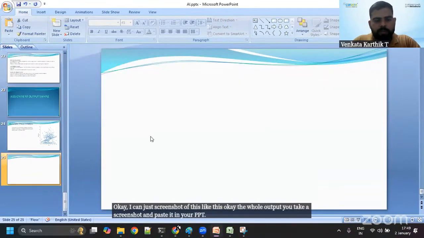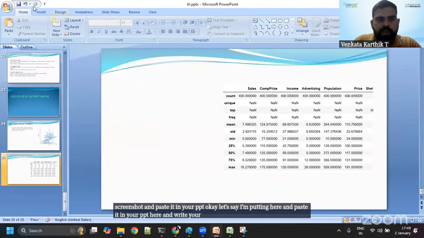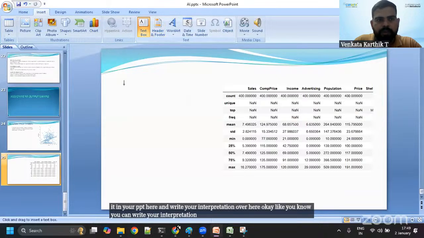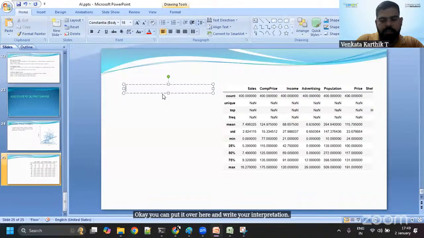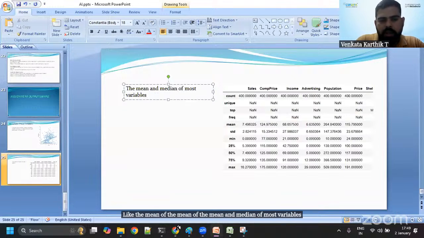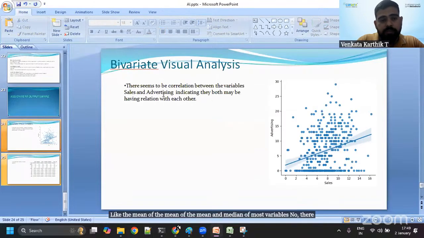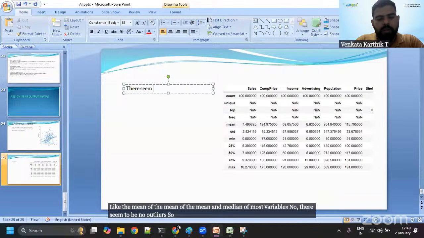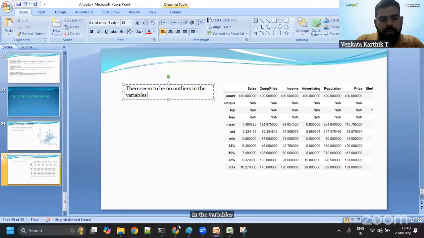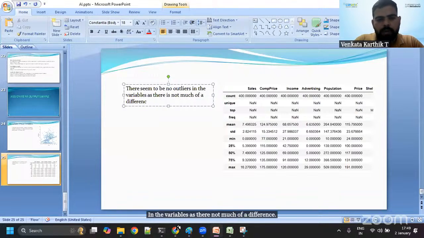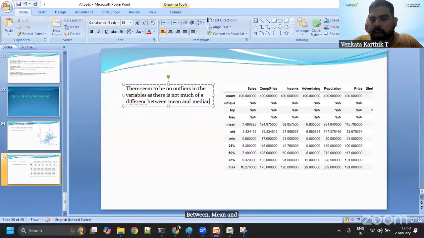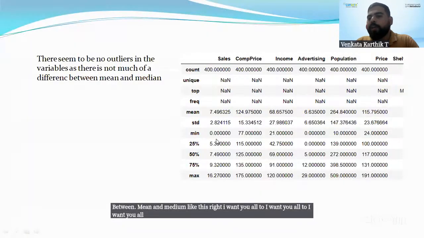Paste it in your PPT here and write your interpretation over here. Like, the mean and median of most variables. There seem to be no outliers in the variables as there is not much of a difference between mean and median. Like this, right? I want you all to write your interpretation about this.